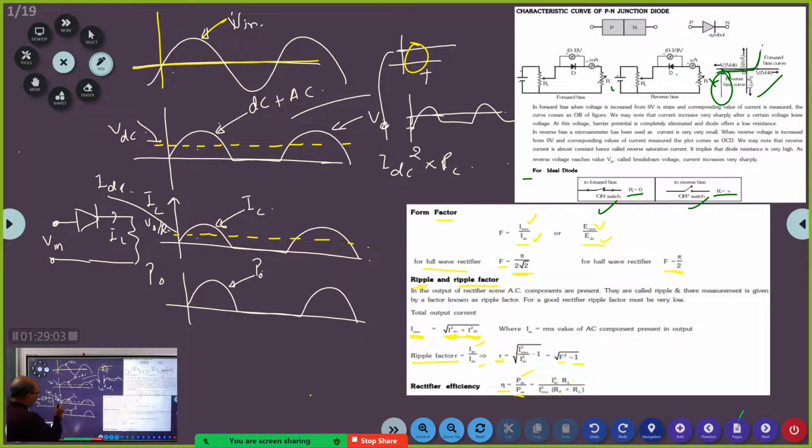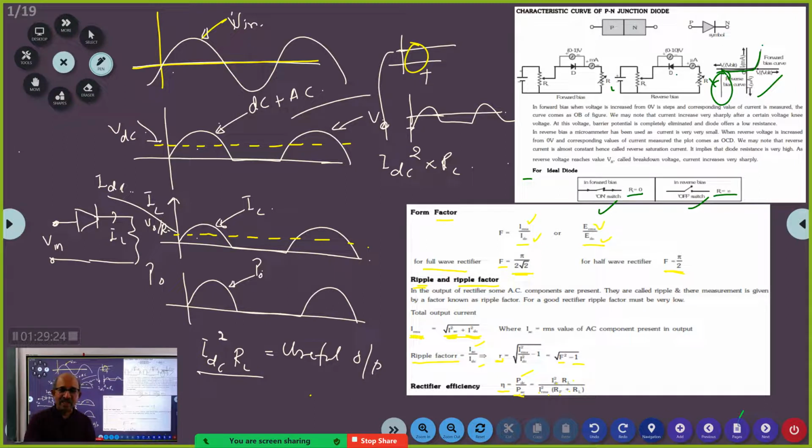Okay? So now IDC square into RL. What is this IDC square into RL? This is the useful output power. Got it? Why is that the only useful one? That is what efficiency is, man.